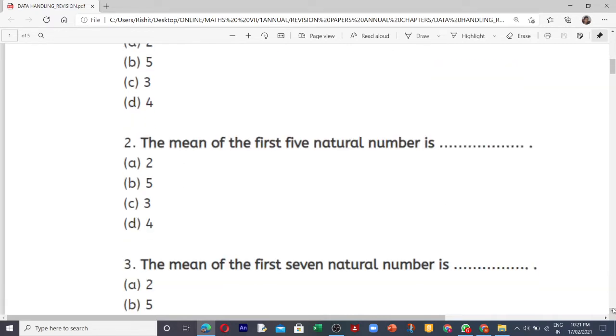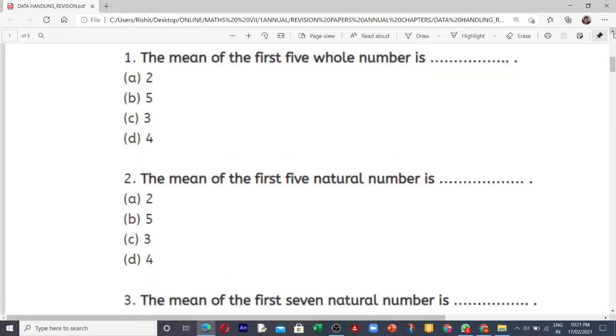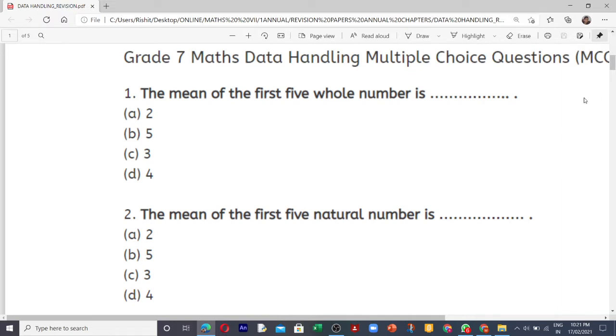Now see the next one. Second question. The mean of the first 5 natural numbers is. So what are the first 5 natural numbers? Just write them down and find out the mean. What will be the answer, children? Come on. If you have done the first, the second will be easy for you.